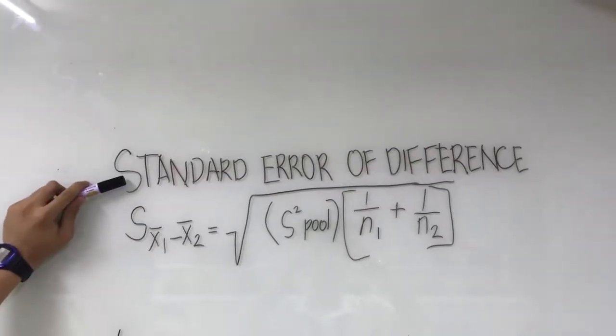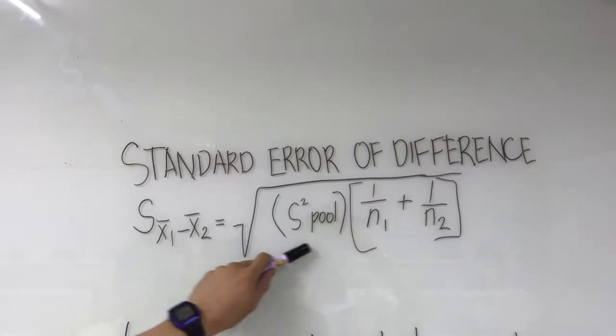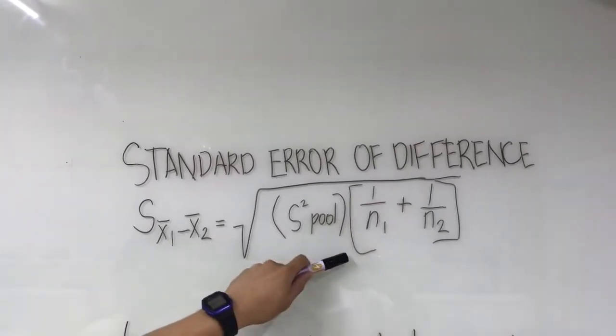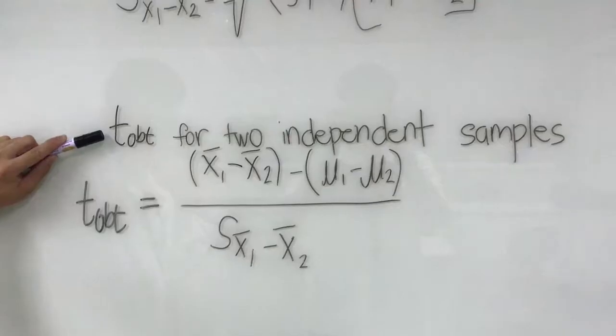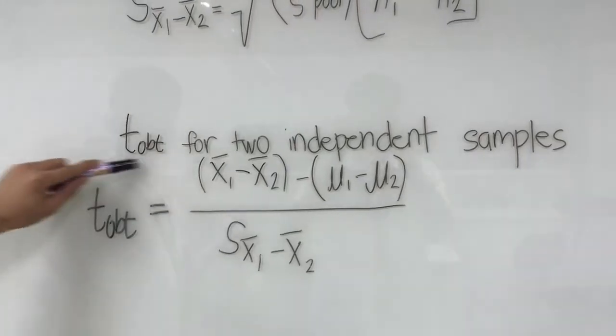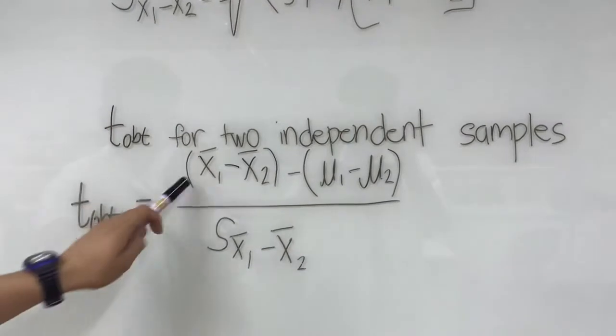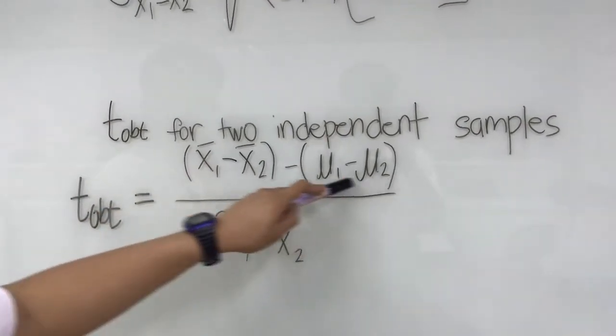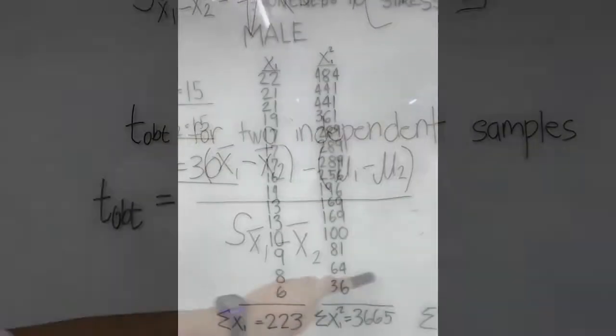Computing for the standard error of difference, find the square root of the pooled variance that is multiplied by the total of 1 divided by the number of respondents in set 1, and 1 divided by the number of respondents in set 2. Now to compute for the t obtained for the two independent samples, subtract the population mean difference from the difference of the mean of x sub 1 and the mean of x sub 2, and then divide the answer by the standard error of difference.